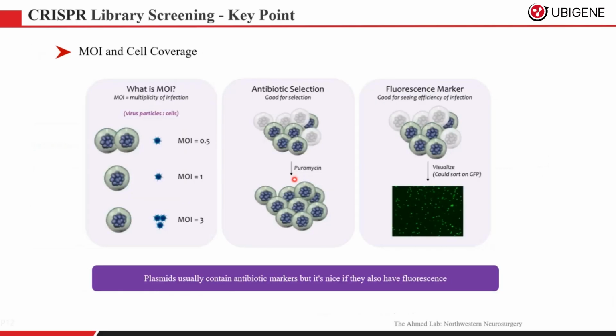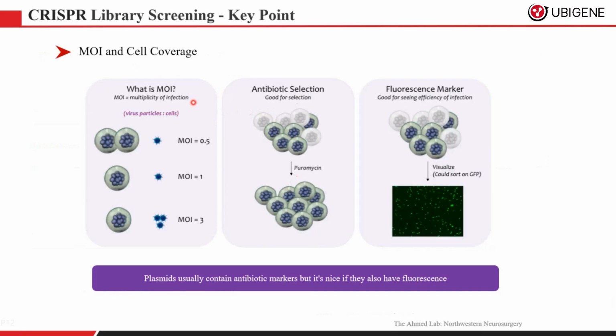Okay, let's dive a little deeper into key points of virus transduction, especially focusing on the two crucial aspects, MOI and antibiotic selection. First, let's talk about MOI. MOI stands for multiplicity of infection. It's essentially a ratio that tells us how many virus particles we are adding relative to the number of cells. This ratio is crucial because it determines how effectively our cells will be transduced.